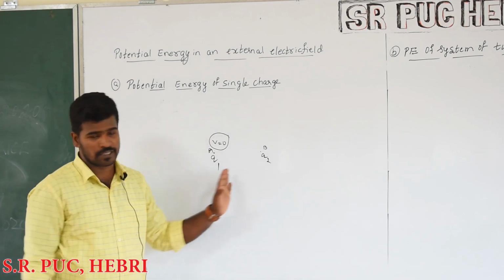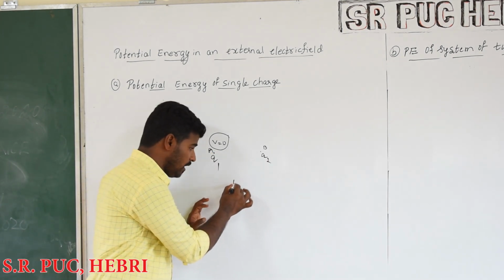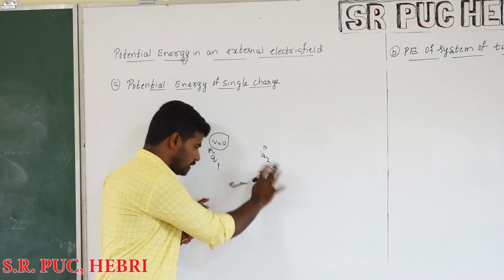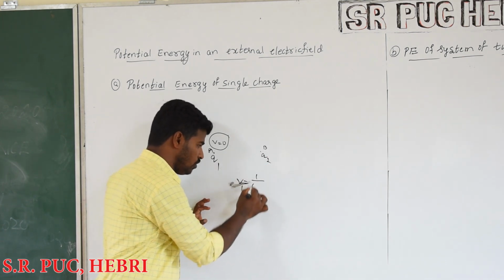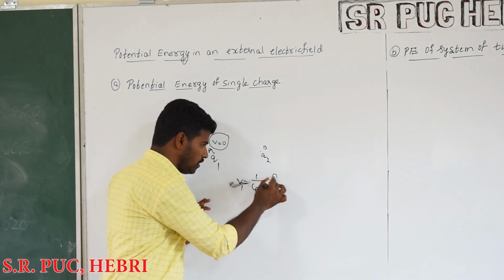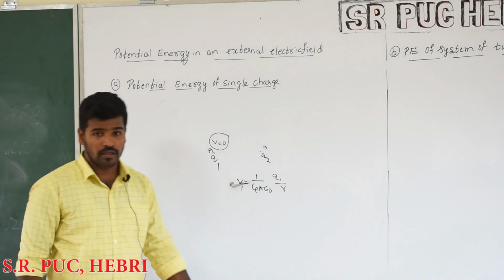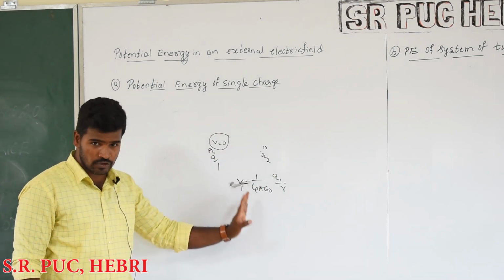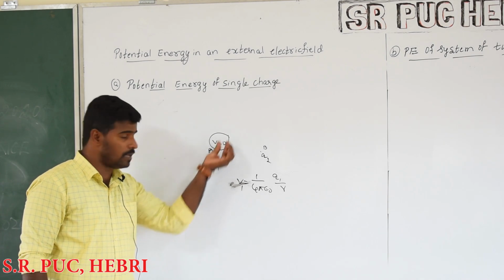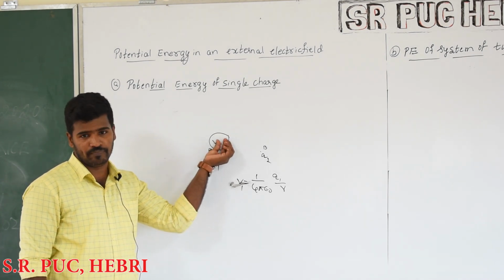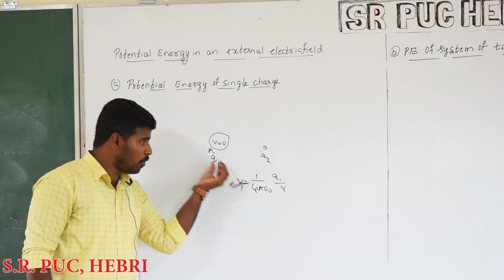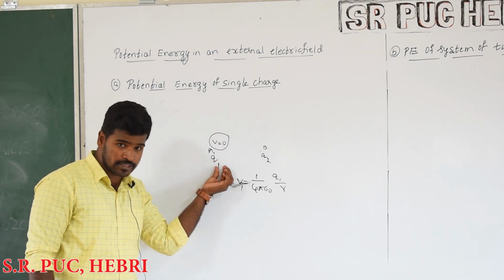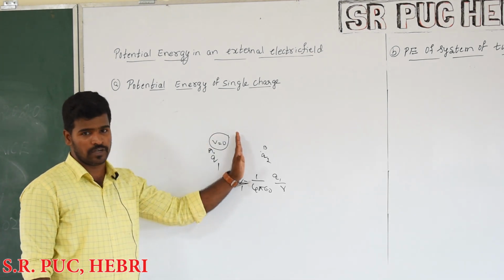That potential was expressed in the last class in terms of energy. Potential is expressed by V1 is equal to 1 by 4 pi epsilon naught Q1 divided by R. The conclusion is that for a single point charge, the potential is 0 in the absence of an electric field condition.